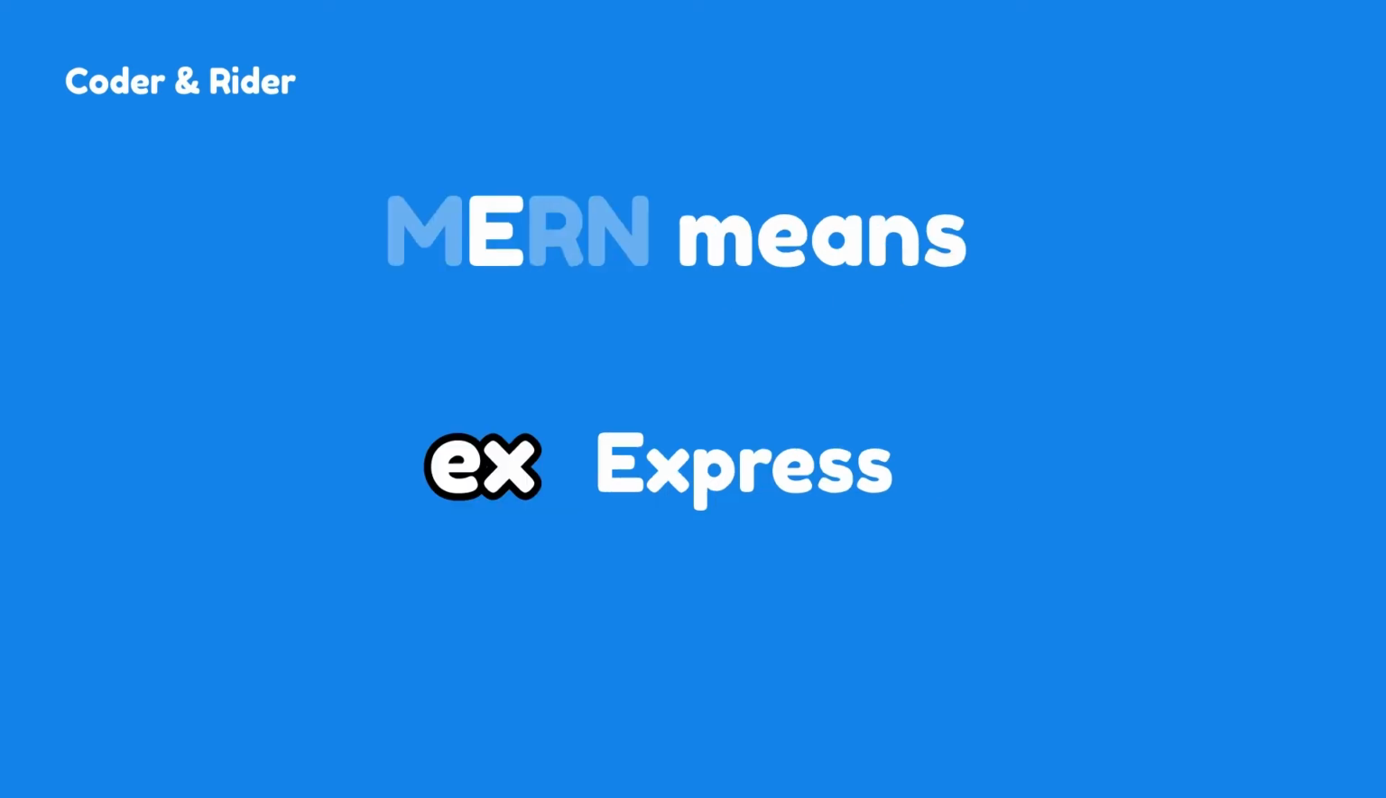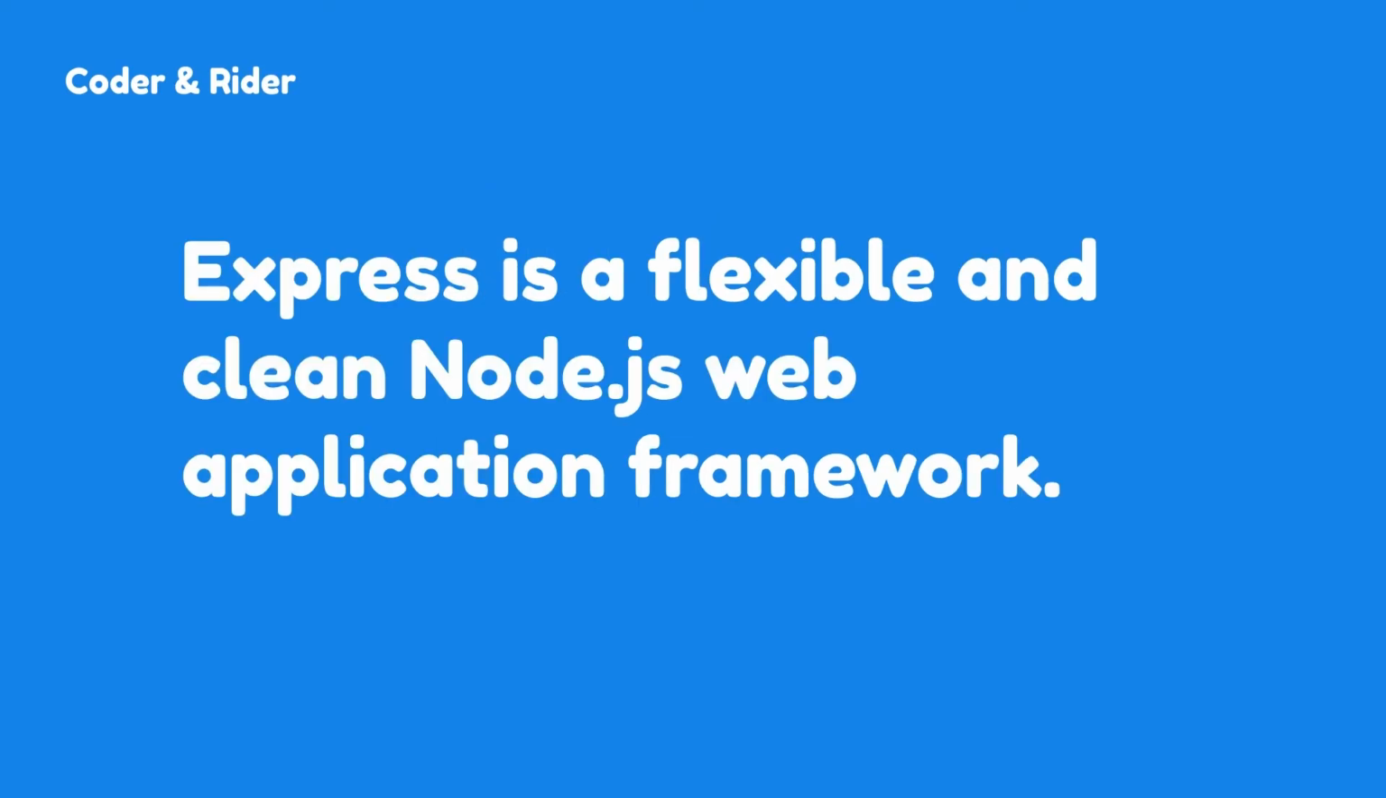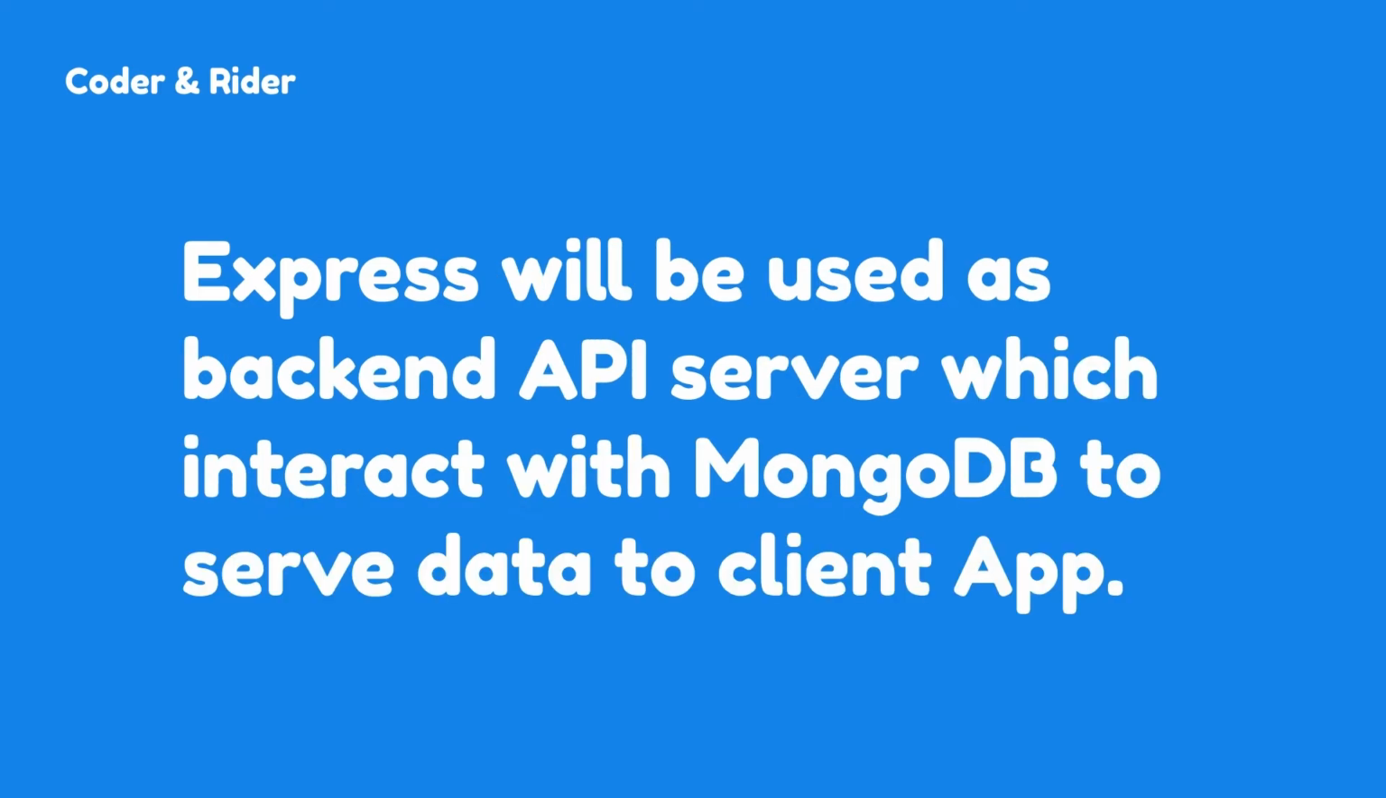In MERN, E means Express. Express is a flexible and clean Node.js web application framework. Express will be used as a back-end API server which interacts with MongoDB to serve data to the client app.